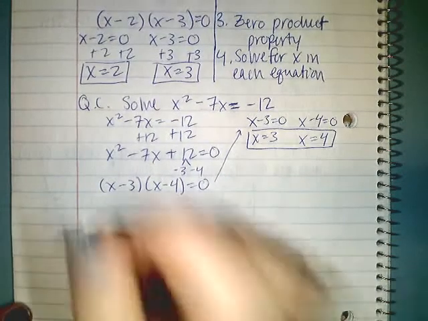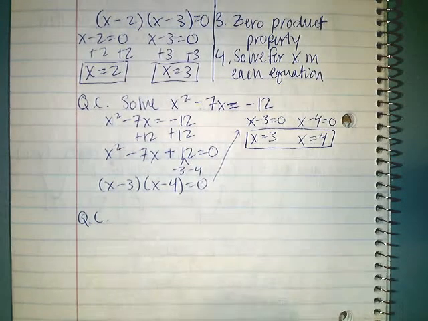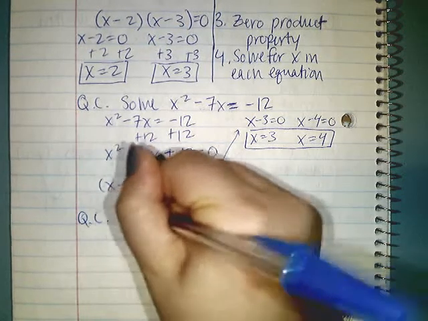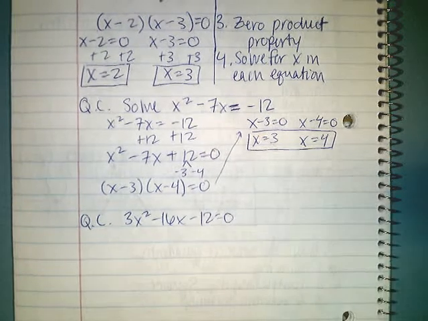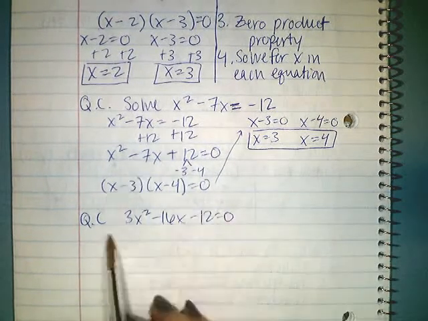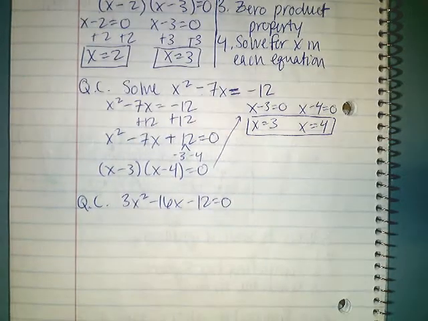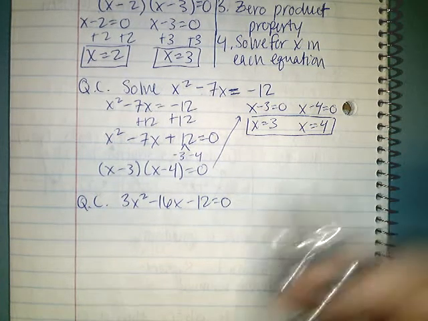So I'm going to do one more quick check with us. We have 3x squared minus 16x minus 12 equals 0. Again, I want you to solve this. Sorry, I forgot to write the word solve, but please solve this one out. I'm going to go over it now. So try it on your own first.